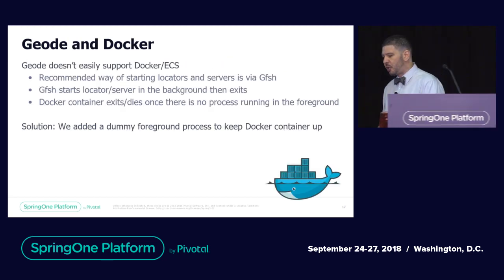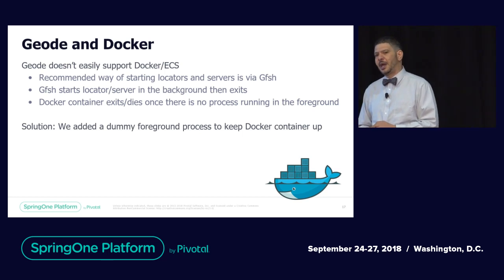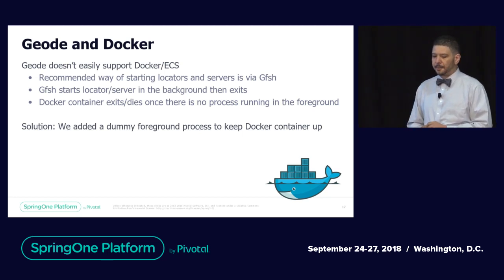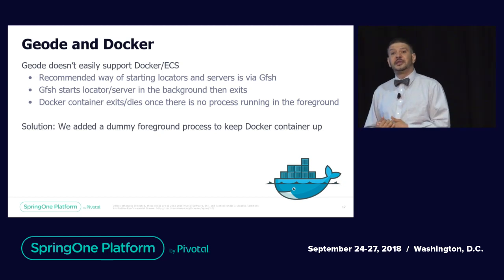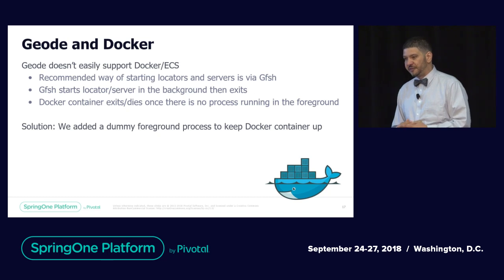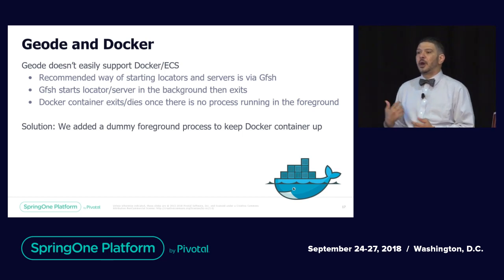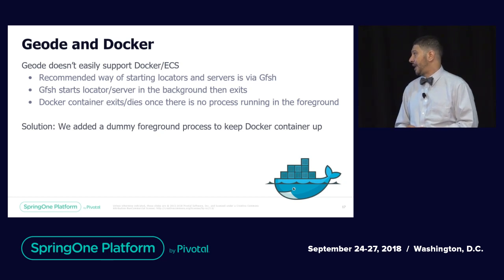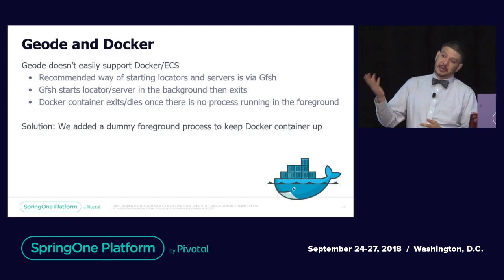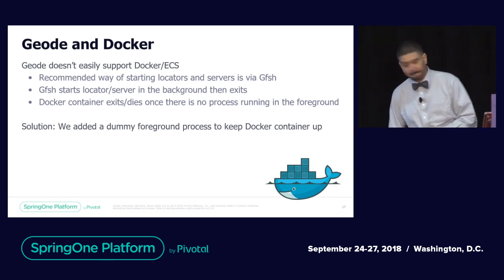As I mentioned earlier, we run Geode servers and locators in Docker containers, and we had a bit of a challenge here. So the recommended way of standing up a Geode standalone node is through using the gfish utility. And what gfish will do is it will spawn a locator or a server in the background, and then it itself will die. Unfortunately, Docker requires a foreground process to be running in order for the Docker container to stay up. So what we had to do here is we actually had just a dummy process that starts up next to Geode that runs in the foreground that keeps the Docker container up and alive.